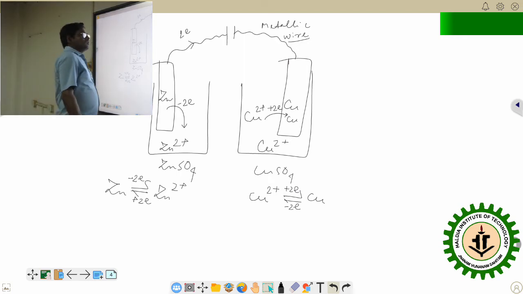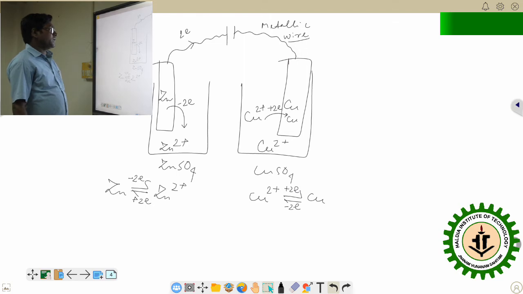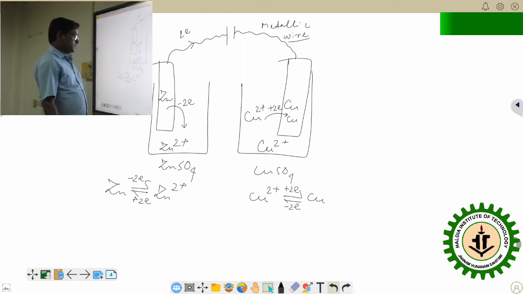Now we will see that after the deflection in the ammeter or voltmeter, we will not see any further flow of electrons. Why does it happen? Let us try to explain it.